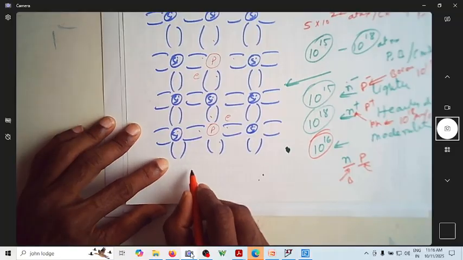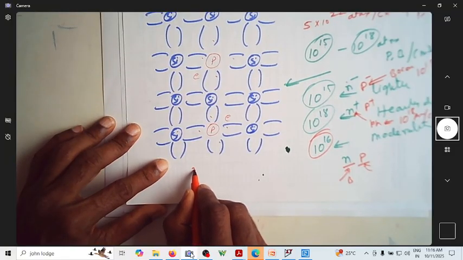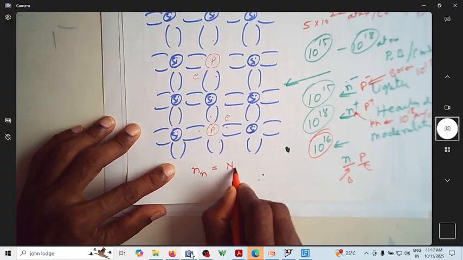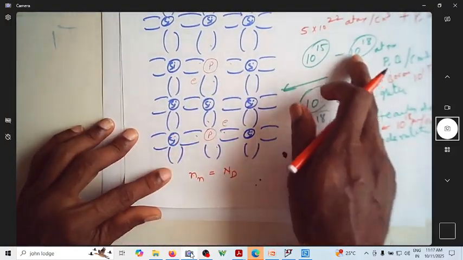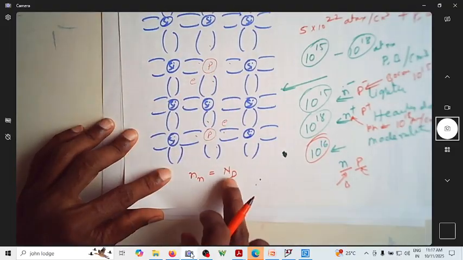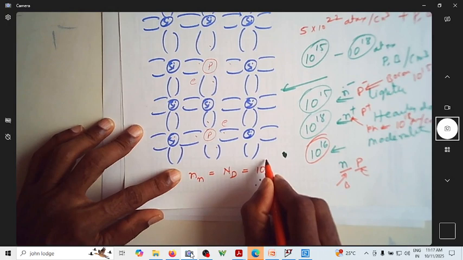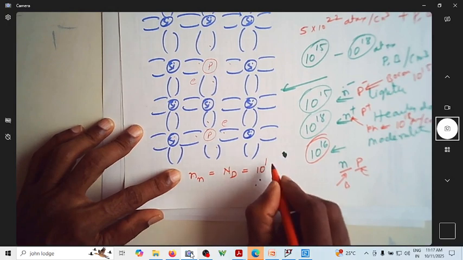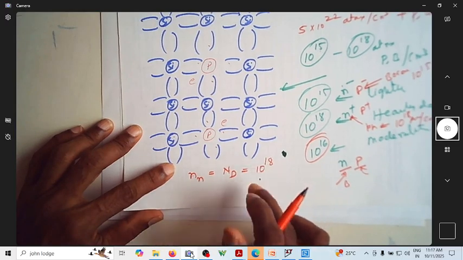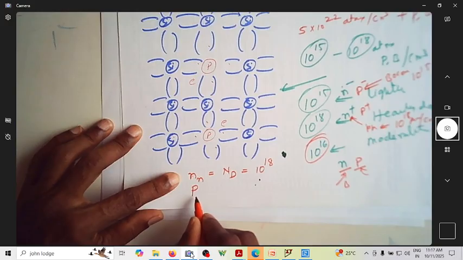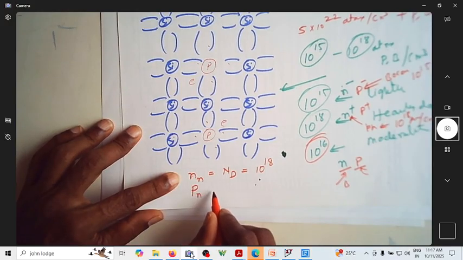So, we will define one parameter called n of n. It is the number of electrons in N type, which is equal to the number of donors that you have added, because every phosphorus you are adding will donate one electron. Assume that this is 10 power 18. If this is 10 power 18, then can I find the number of holes in the n-type semiconductor?